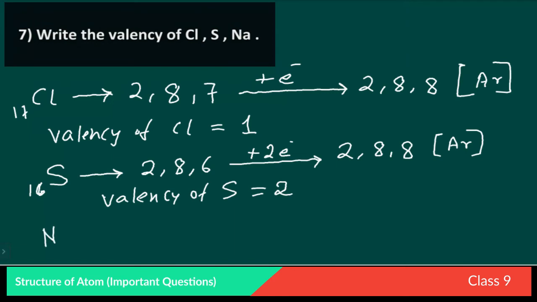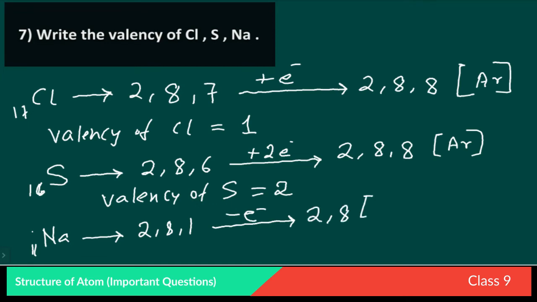Similarly, for sodium having atomic number of 11, its electronic configuration is 2, 8, 1. To attain the nearest inert gas configuration, it will release one electron to become 2, 8. That is the configuration of neon. So as it loses one electron, it will have the valency of 1.